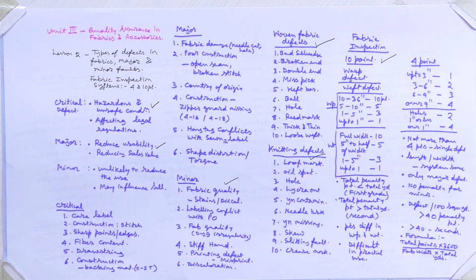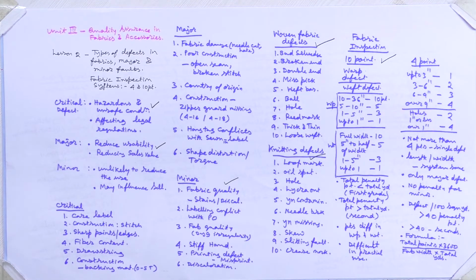Here, one important feature of the 4-point system is that only major defects are considered while we are assigning these penalty points. Minor defects are not considered at all. No penalty points are given to the minor defects category because it does not come under the range of such classification, that is, the different length measurements or width measurements.